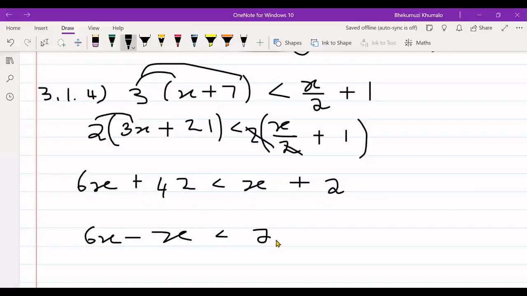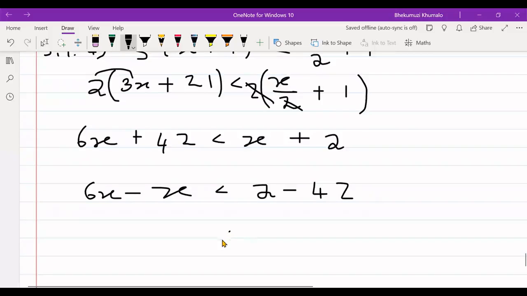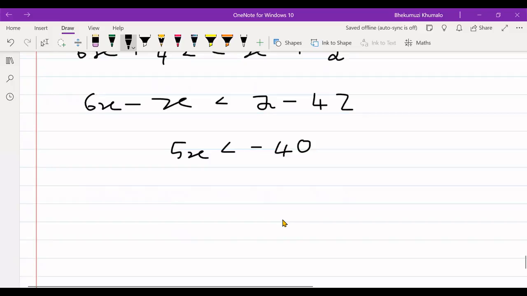Here we would have 2 minus 42, right? And then that would give us 5x, and this would be minus 40, right? So this would be minus 40. So we now have minus 40, we divide by 5, we divide by 5. And this stays the same. The inequality stays the same because we divided by a positive number.